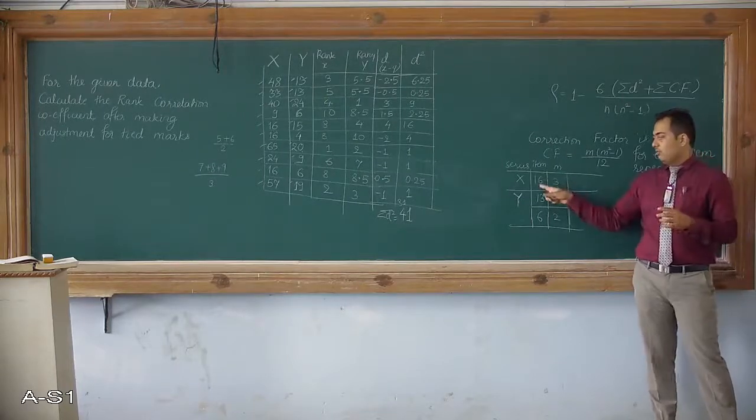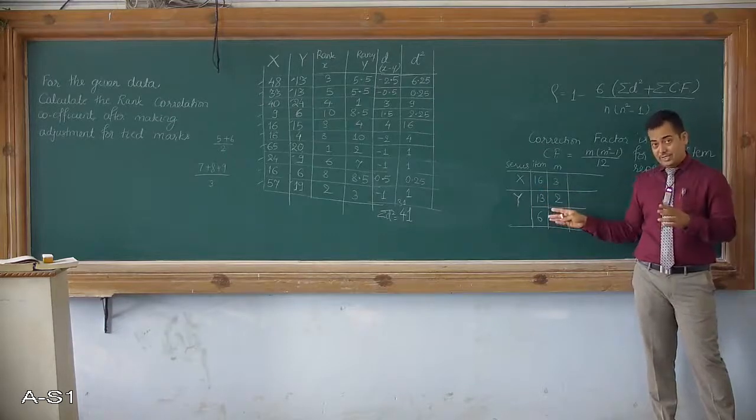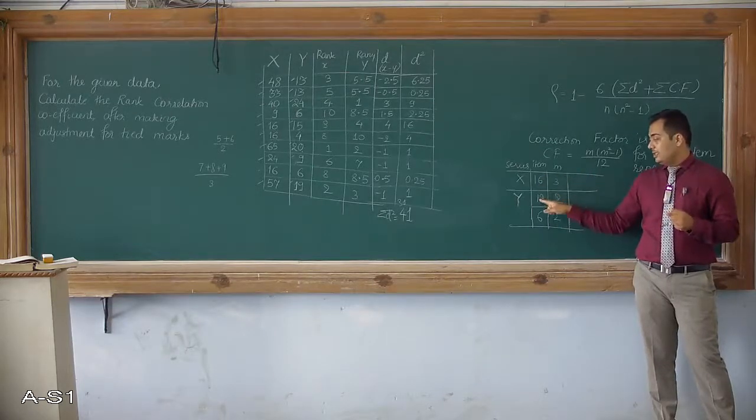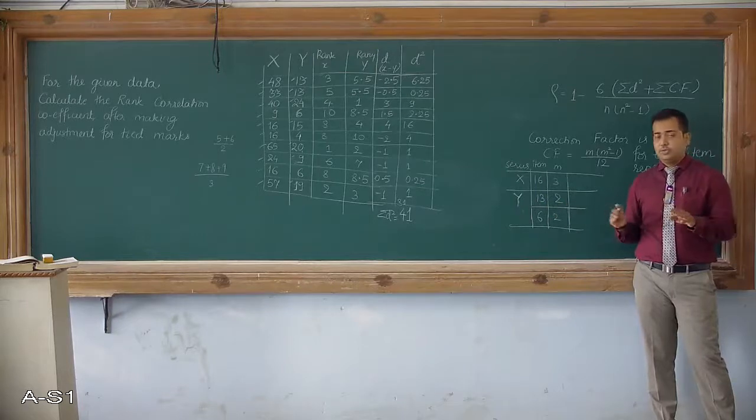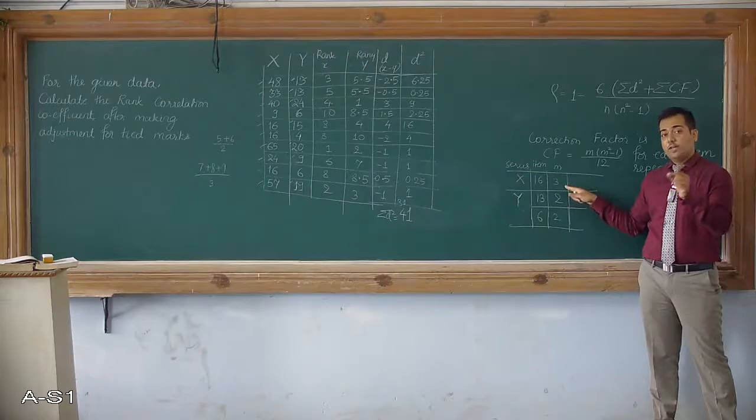So this is only for our convenience we write. So if there are 2 items, then we have to make 2 entries. So this 16, 13, 6, we are not going to substitute anywhere. We are just focusing on this value of m, the number of times it is repeated.